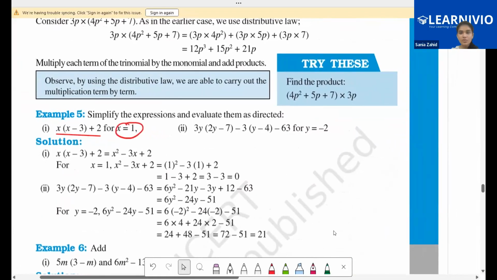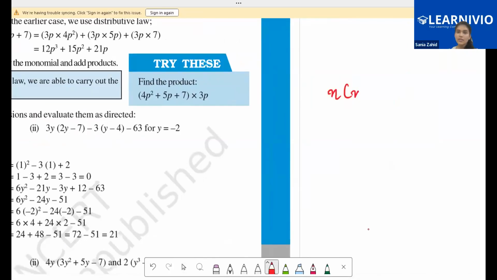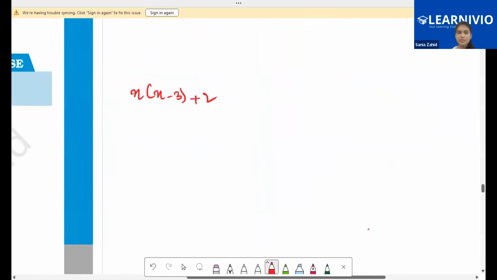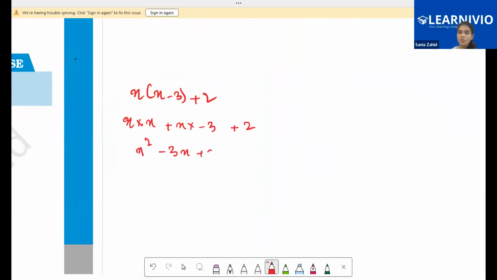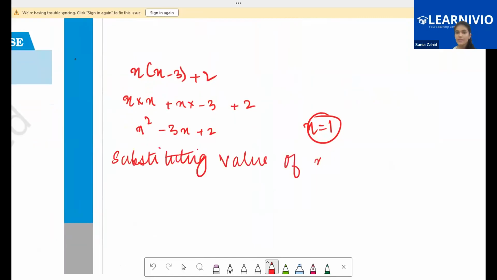So let's solve it. You have x into x minus 3 plus 2. Okay. So how are we supposed to solve it? First, you multiply this. So x into x plus x into minus 3 and plus 2 will remain as it is. So this becomes x square minus 3x plus 2. What is the value of x? x was equal to 1. So now substitute the value of x in the equation.